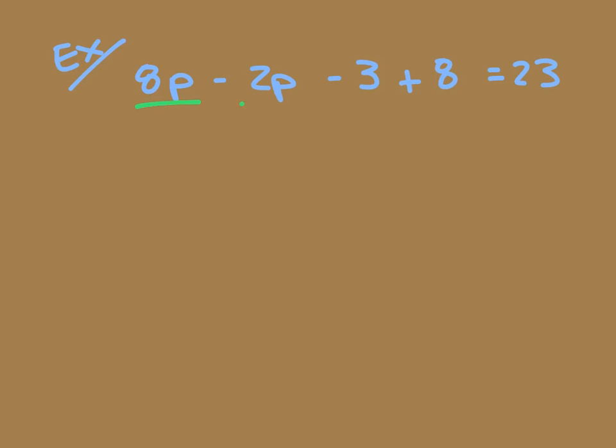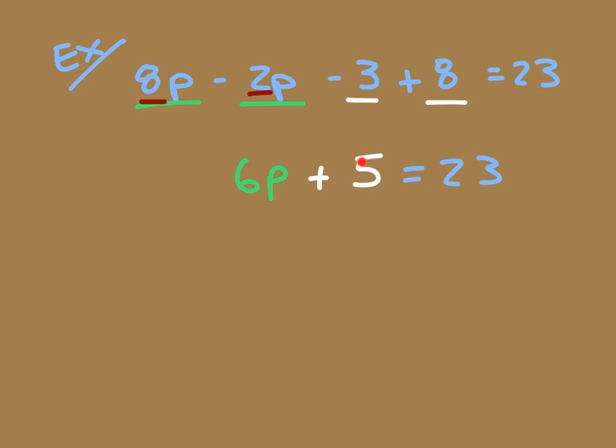So I'm going to combine 8p and 2p, and then I'm going to combine negative 3 and 8. Now 8p minus a 2p, remember, operate with your numbers out front and keep your variable. So 8 minus 2 gives us 6p, and then we're just going to add our numbers here, negative 3 plus 8, which is going to give us a positive 5. All right, so plus 5, and that's going to give us 23.